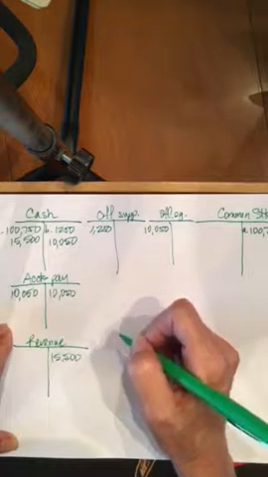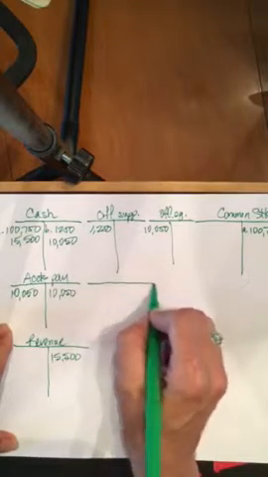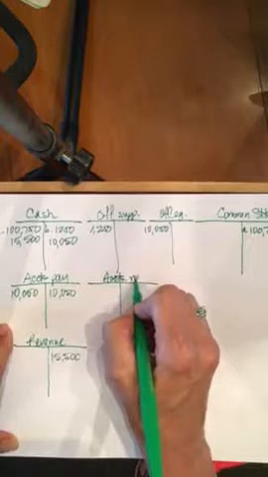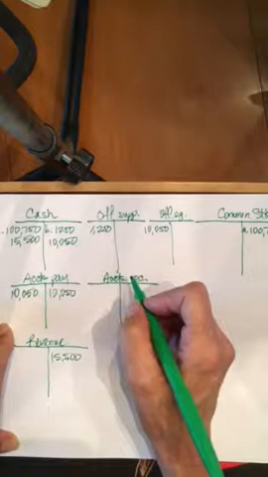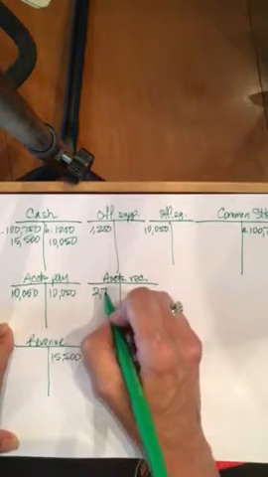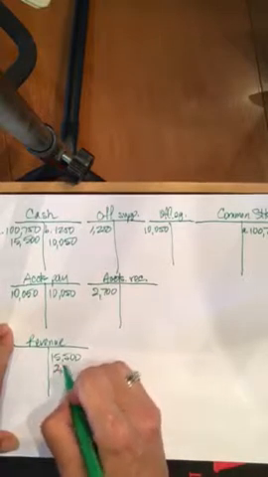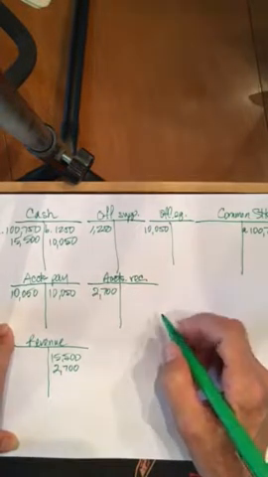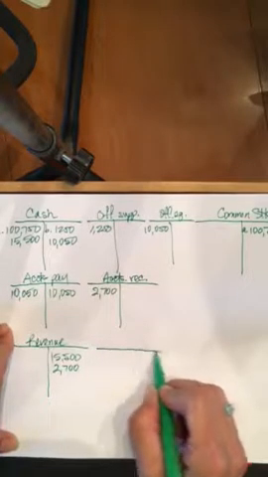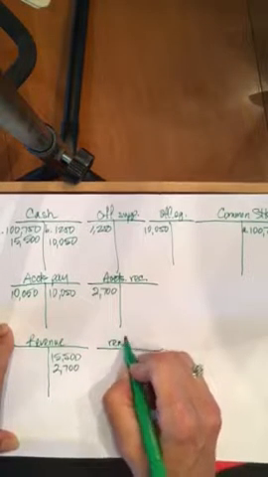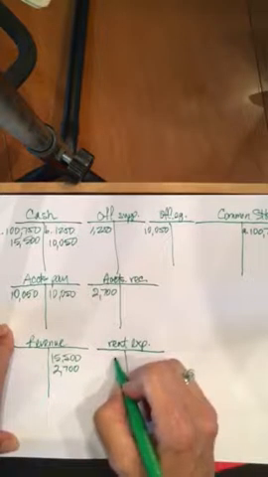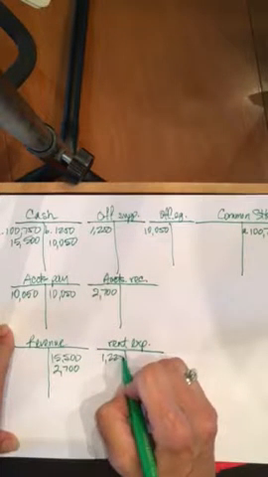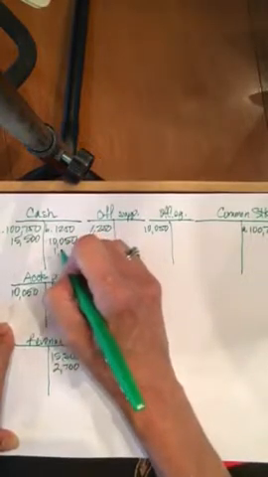F was a debit to accounts receivable. Aha, we need accounts receivable added to our list of accounts. $2,700, and that again was revenue. G is a debit to rent expense for $1,225, and we paid it in cash.